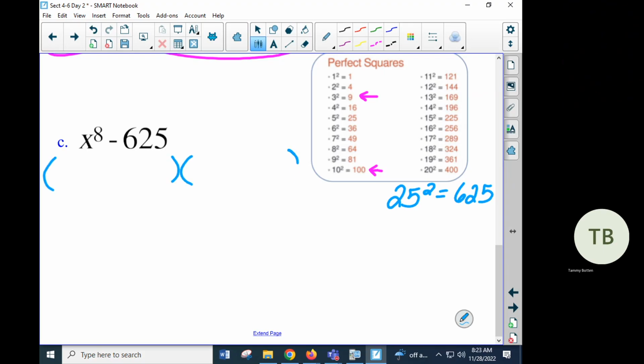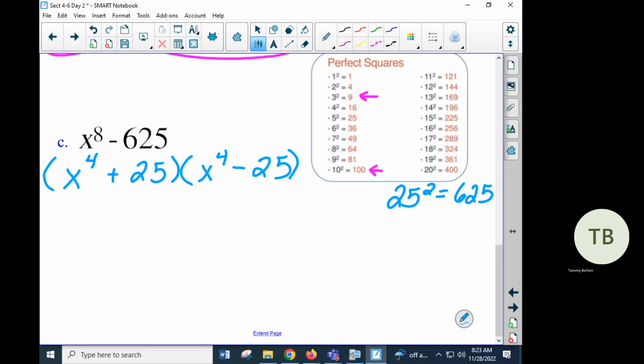So this is difference of squares. So that means I'm going to go plus and minus. I put half of my x's here, which is x to the 4th, and half of them here. And then I take the square root of 625, which is 25, I put there and there, okay? The positive one I can't do any more with, but I have to check this one.